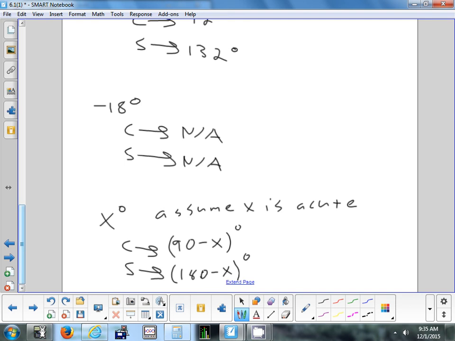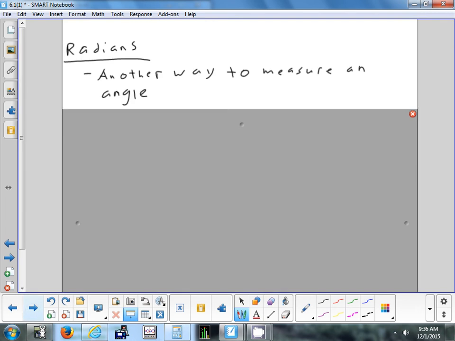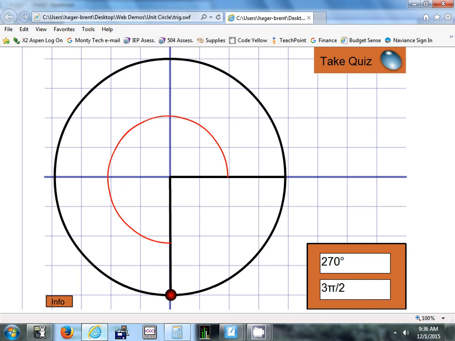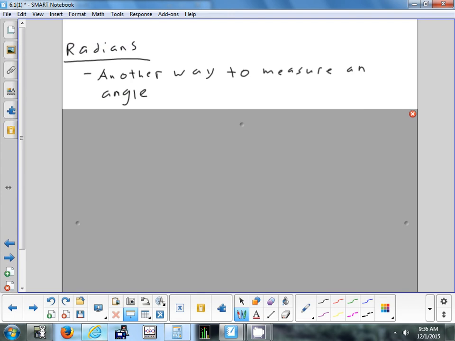Any questions on complements or supplements? All right, and last thing, probably the most important thing for the trigonometry part today. When I had that diagram on the board, there were two numbers showing you how big the angle was. You had this 270 degrees, and then we had this 3 pi over 2 number. Well, that 3 pi over 2 is another way to measure an angle, and that's called radians. Has anybody ever heard of radians before? Some people work with them a little bit.